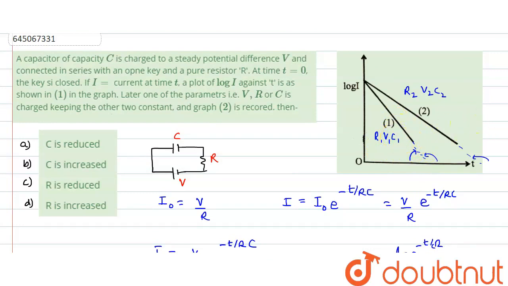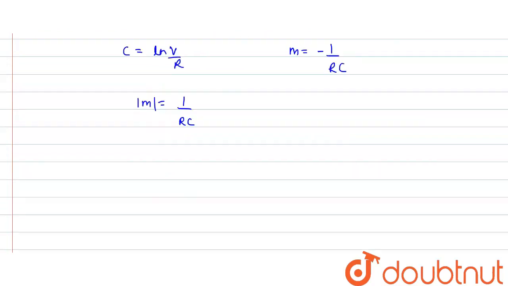Now that means our m1 would be greater than our m2. So we can write 1 divided by R1 C1 would be greater than 1 divided by R2 C2, or if we cross multiply, then R2 C2 would be greater than R1 C1. Okay, now this is the value.